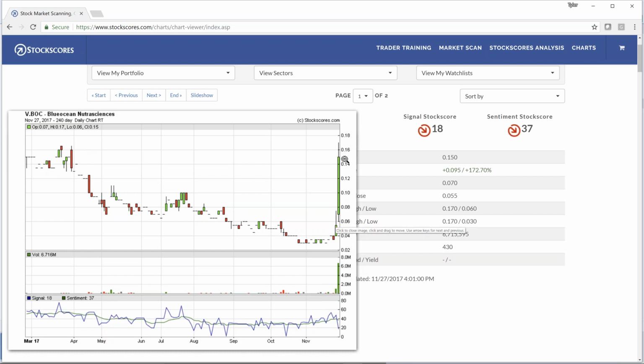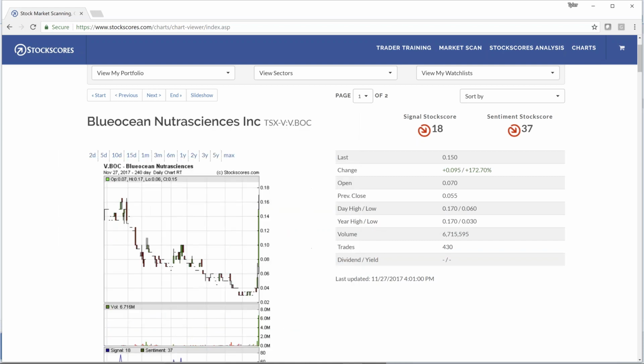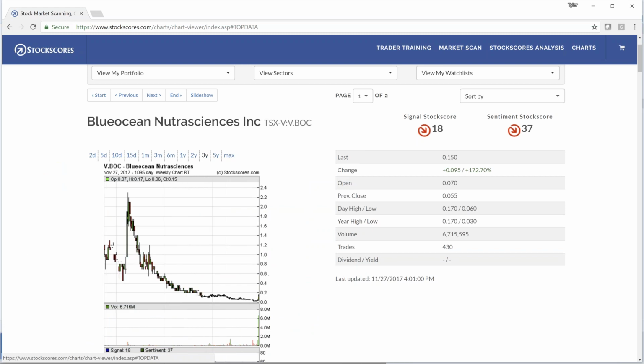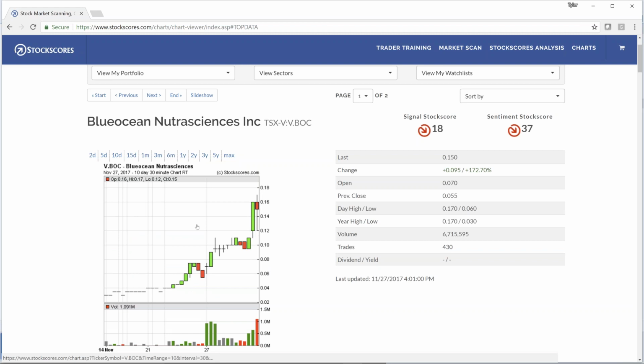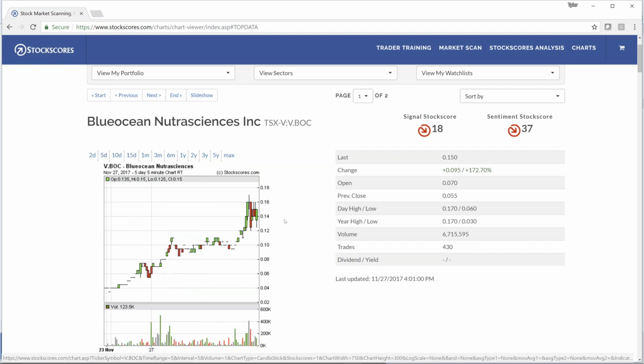Now this is a really cheap stock, 15 cents, so quite a bit more speculative. Let's take a look at the 3-year chart. I can see that this thing has been a dog for a couple of years, and it just finally came alive. Let's take a look at what happened today. You can see that it started to come alive on Friday, moved up well today. Curious to see how stable it was.